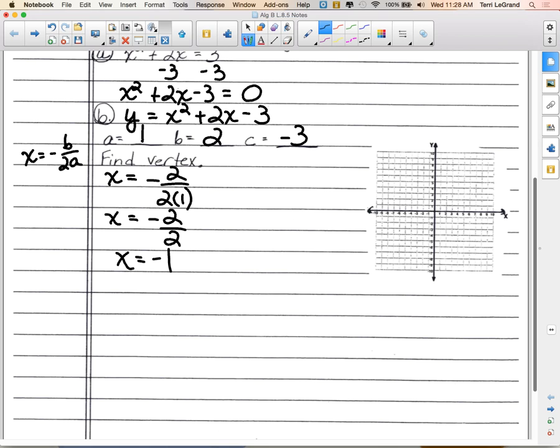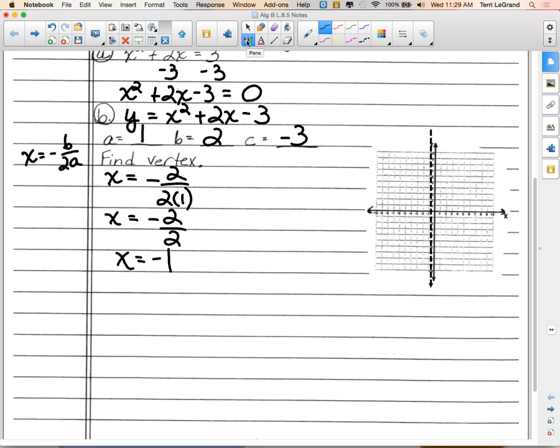-1. -1. Okay. So you know what? I'm going to give you those rulers right now, so you draw that axis of symmetry before we even move on. This is a vertical line, the axis of symmetry. We're going to put a dashed line on our graphs at x equals -1. That means the vertex better land on that, right?